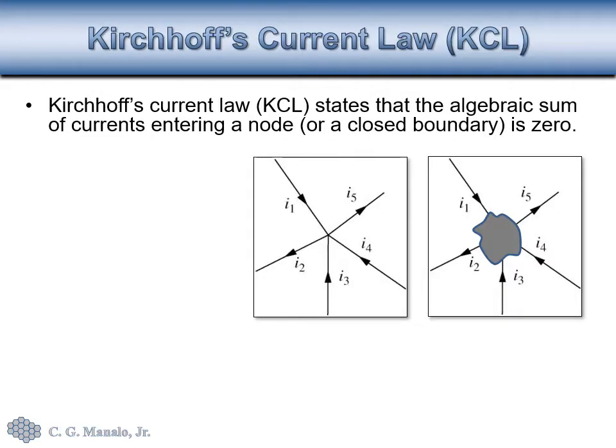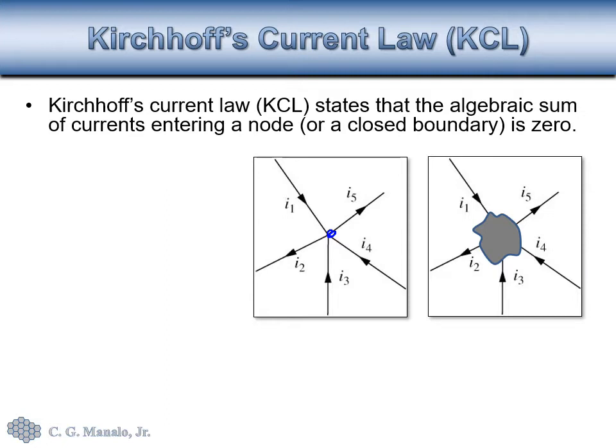So what is Kirchhoff's current law? The law states that the algebraic sum of currents entering a node or a closed boundary is zero. To explain, let's say we have a node and 5 currents either entering or leaving the node. In this case, I sub 1, I sub 4, and I sub 3 are entering the node, while I sub 2 and I sub 5 leave the node.